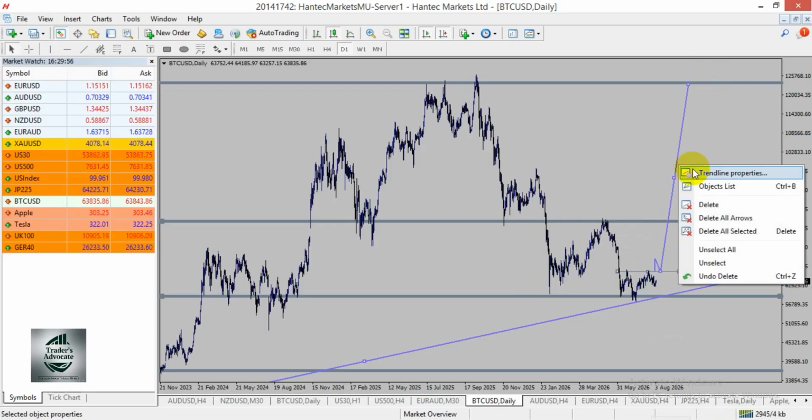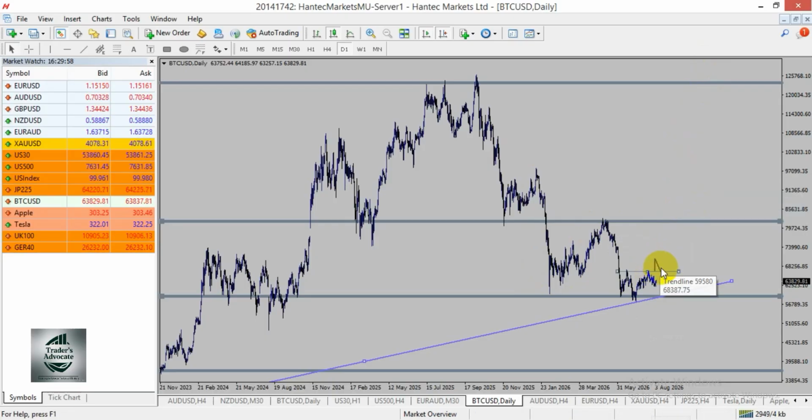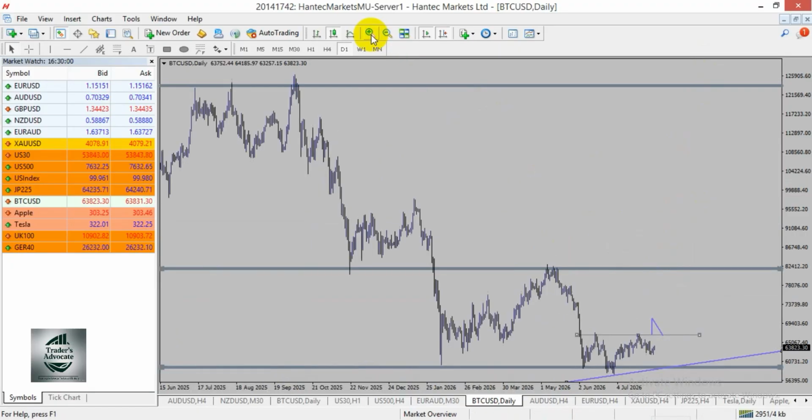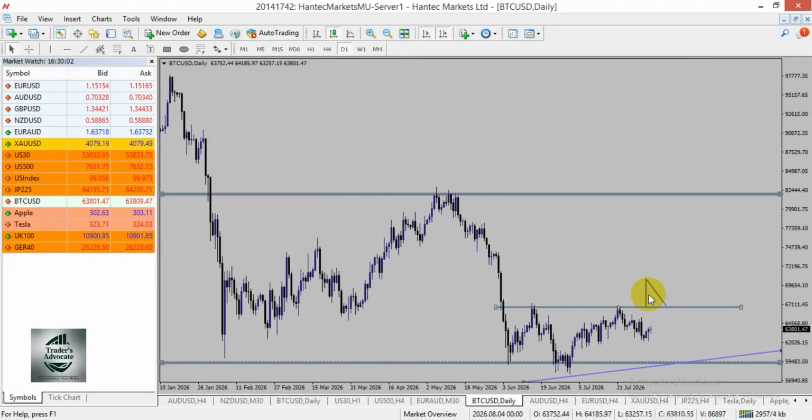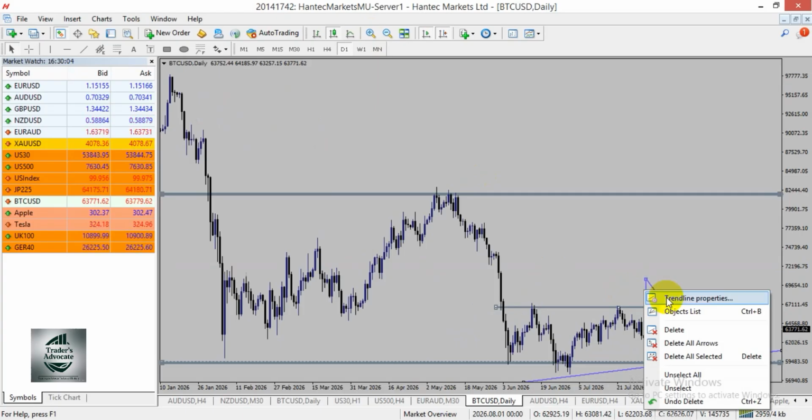All right, so that's if you are buying. We need price to break above here, wait for a retest, wait for a bounce, a break of our counter trend line. We can start buying all the way to the upside.